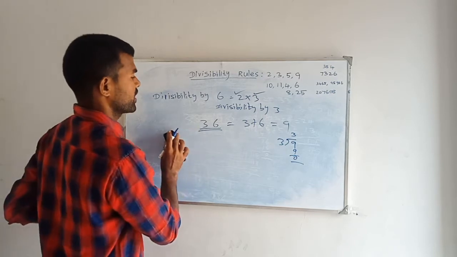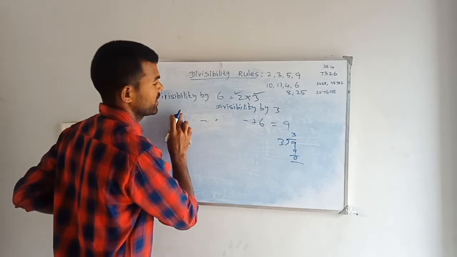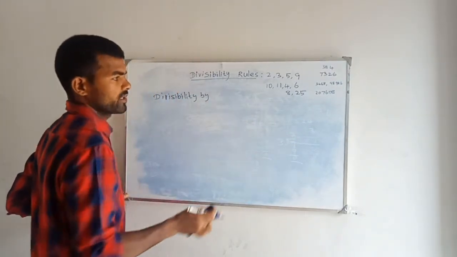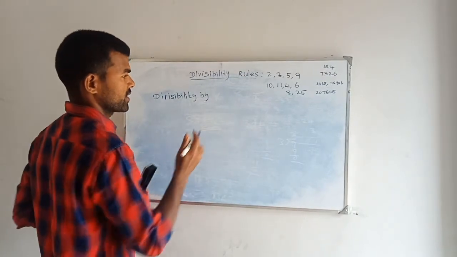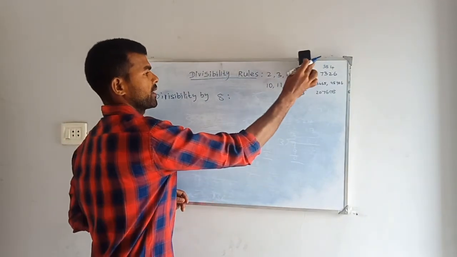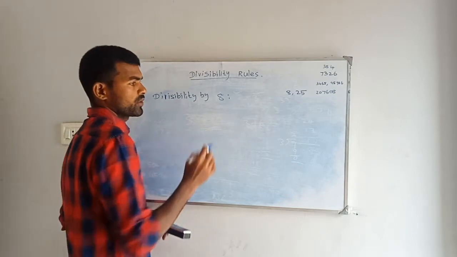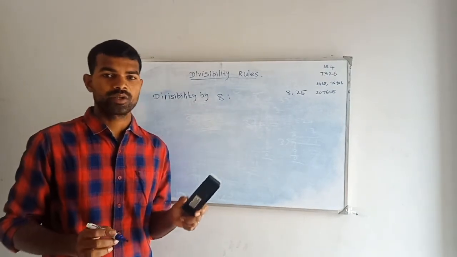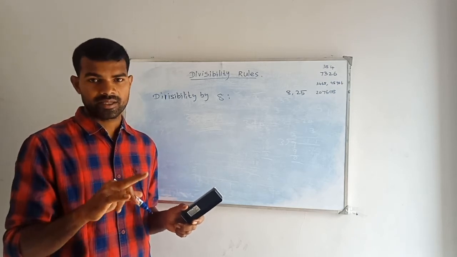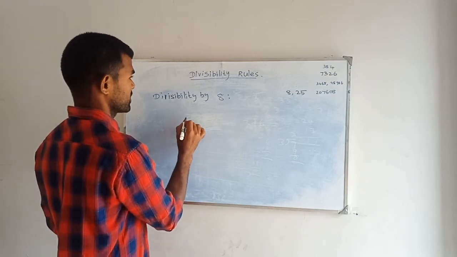Next rule, let us go for divisibility by 8. What is the divisibility by 8? To check divisibility by 8, you have to see the last 3 numbers, like the 100th place, 10th place and 1st place. Whatever number is given, you have to take only the last 3 numbers.